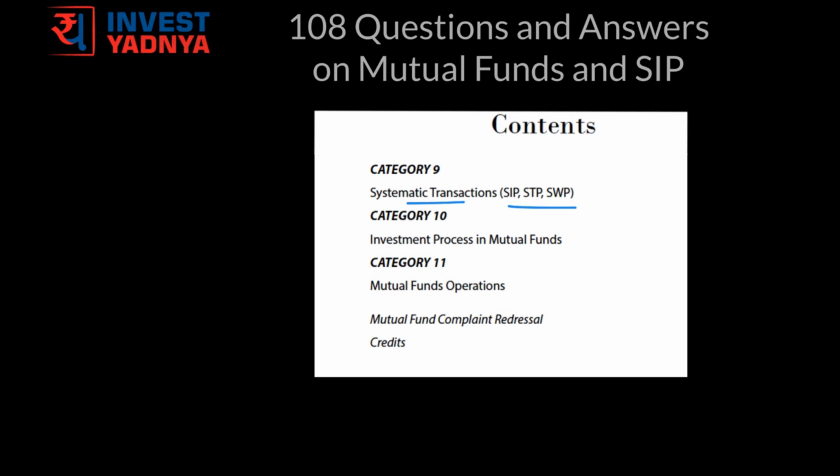The 10th category covers the investment process in mutual funds in detail. It tells you how to select equity and debt mutual funds along with how to review your portfolio and when to sell mutual funds. The 11th category covers how mutual funds operate, what is their structure, role of mutual fund manager, expense ratios, loads, direct plans. It talks about cutoff timings, role of advisor, how to choose an advisor, etc.